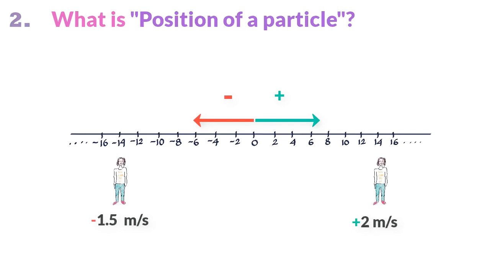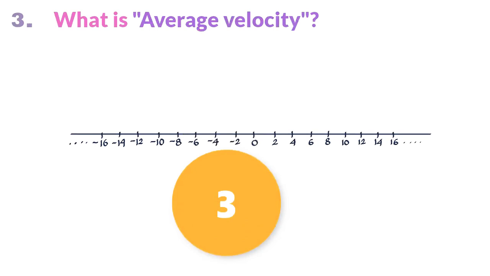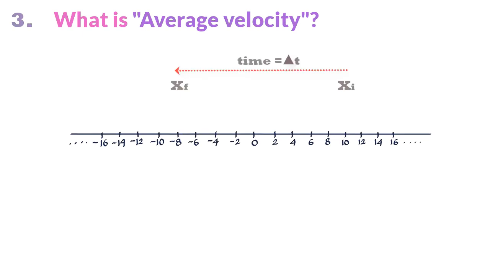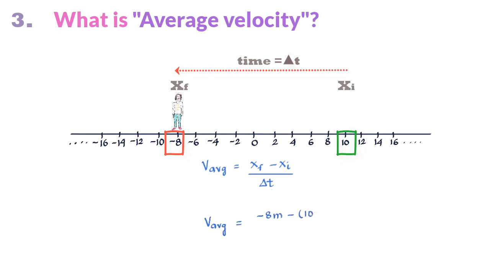So the next one up is how to find the average velocity. Well, if a particle has moved from a position x initial to x final in a time delta t, then we say that the average velocity of the particle in this time is v average is equal to x final minus x initial upon delta t. So if Minnie moved from plus 10 meters to minus 8 meters in 6 seconds, her average velocity would be v average is equal to minus 18 upon 6, which is equal to minus 3 meters per second.